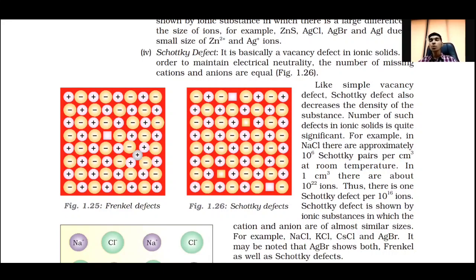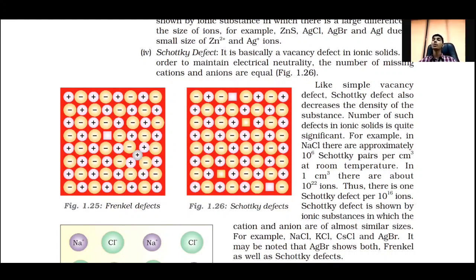अब हमें पता है कि 1 centimeter cube होगा तो approximately there are 10 raised to 22 ions, because 1 mole होता है ना, तो 1 mole में 6.02 into 10 raised to 23 atoms होते हैं। उसका मतलब कि 1 centimeter cube में approximately, हर बार कांस्टेंट नहीं होता बट अप्रोक्सीमेटली आगे कोई भी नंबर हो सकता है, बट it will be in a power of 10 raised to 22. So we can say that एक Schottky defect 10 raised to 6 atom में, तो 10 raised to 22 atom में कितना, so it will be approximately 10 raised to 16 Schottky defects per 1 centimeter cube, we can say it at room temperature. Okay, thus there is one Schottky defect per 10 raised to 16 ions.